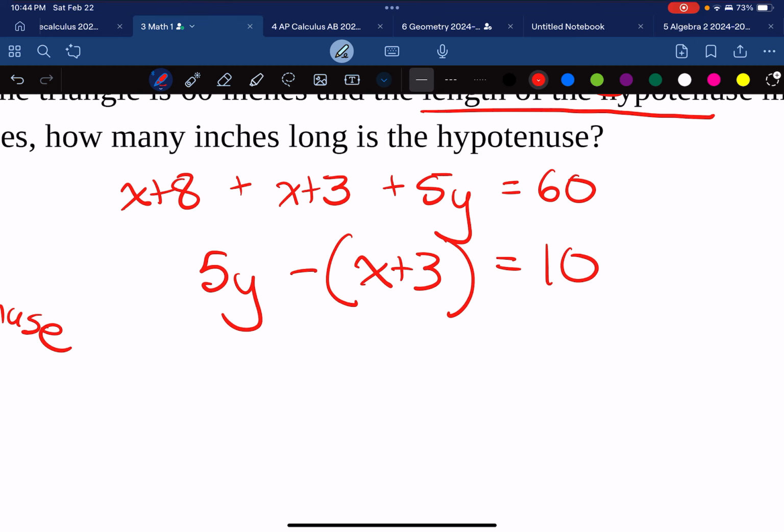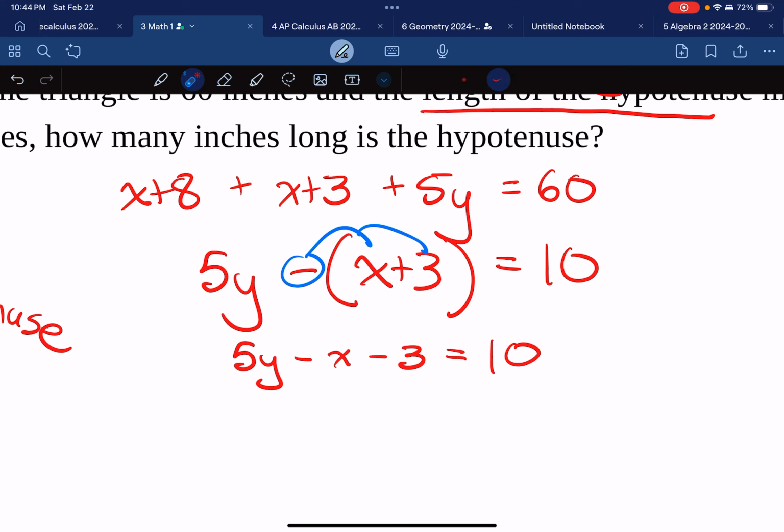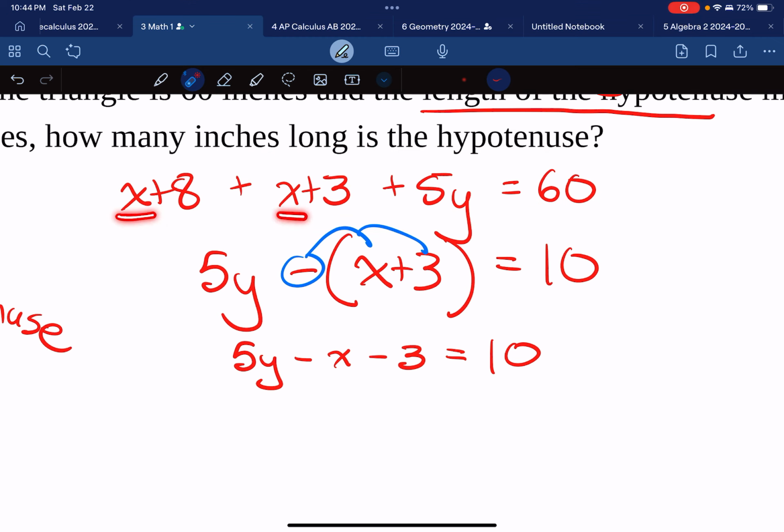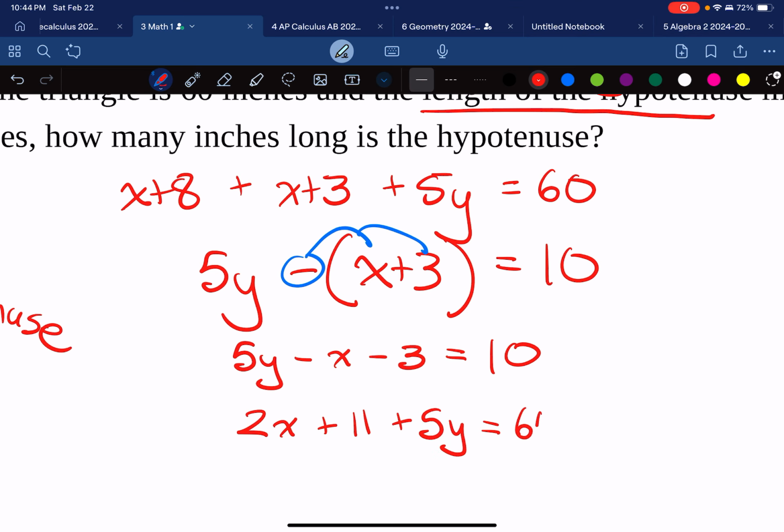Check it out. The tricky part with this second equation is this negative sign gets distributed here and here, and our new equation really is 5y minus x minus 3 is equal to 10. So that's the second equation. What about that first equation? That first equation really needs to be rewritten because I have an x and an x that can be combined, and I have an 8 and a 3 that need to be combined. So this is really going to be 2x plus 11 plus 5y, and that's equal to 60.